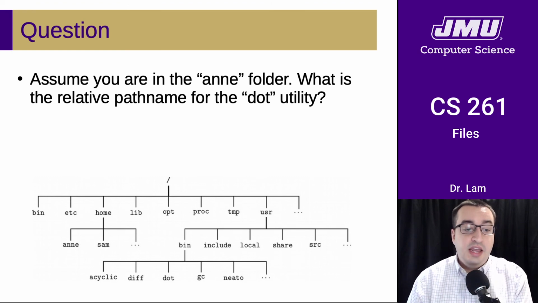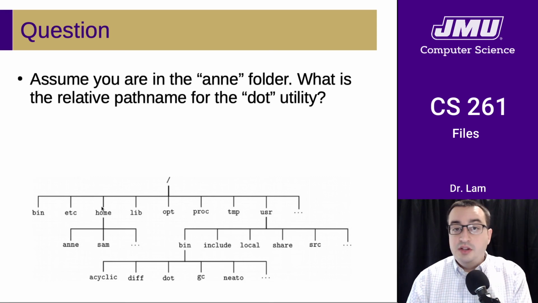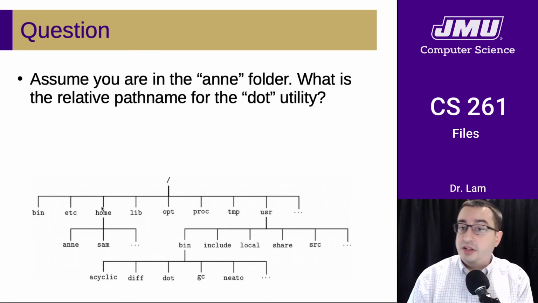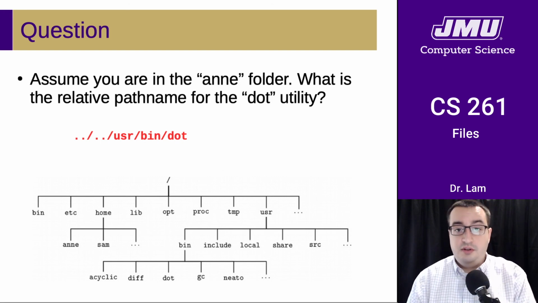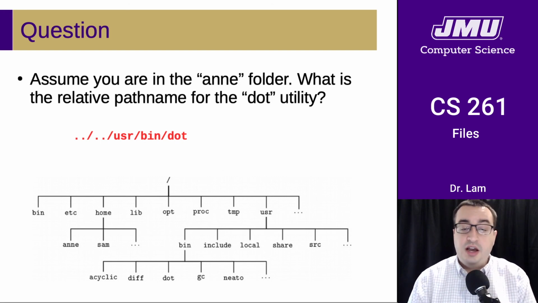Okay, so we're in the AN folder, which means that we are going to need to go up to the home folder. So that's .. like we did before. But we need to go up again because we can't go directly from home to usr. We need to go up to its parent, which is the /, and then we can go down to usr/bin/dot. So the full relative path name here, the shortest relative path name anyway, is going to be ../../usr/bin/dot.